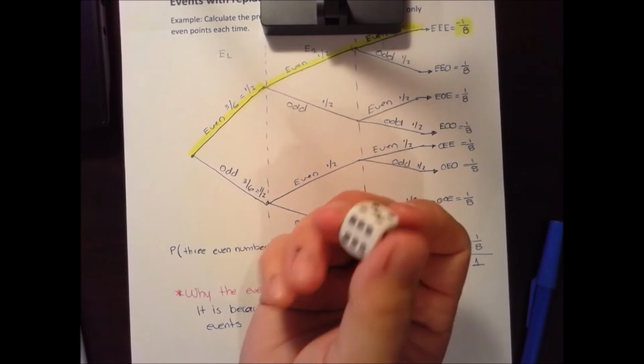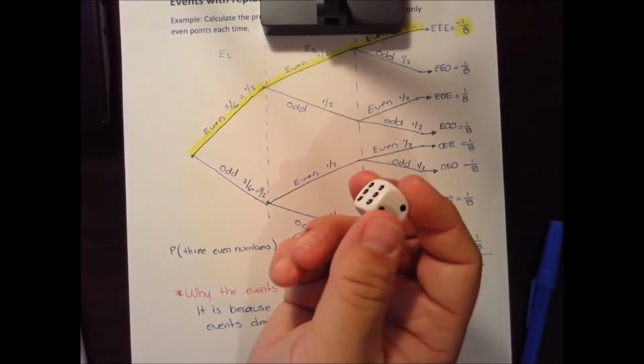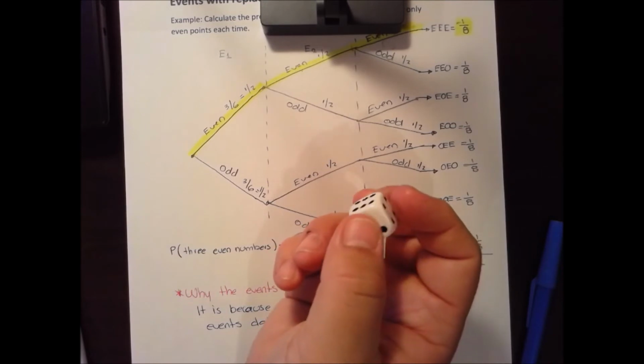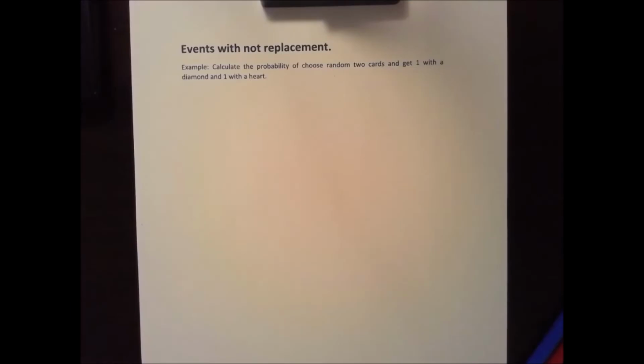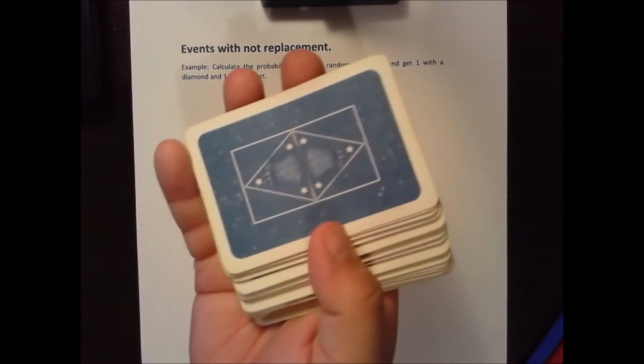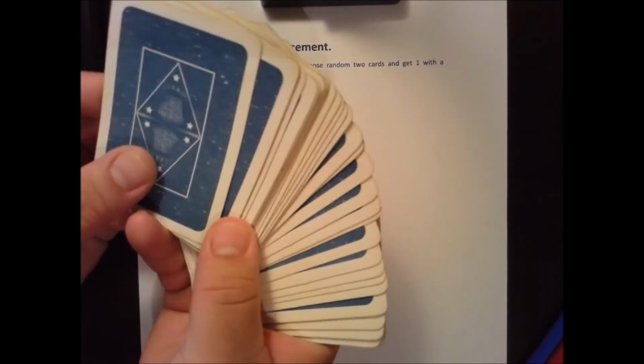Okay, let's explain example number 2, and you are going to understand better, because we are going to see events with no replacement. Example: calculate the probability of choosing 2 random cards and getting 1 with a diamond and 1 with a heart. Again, we are going to work with cards. Here we have a pack of cards.